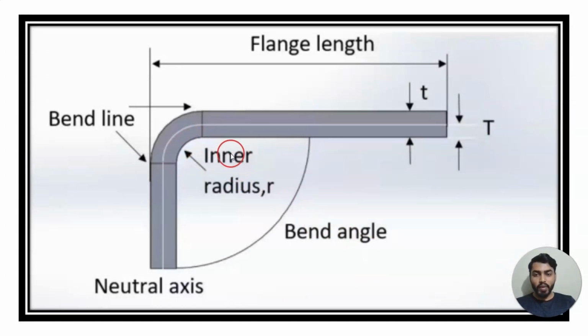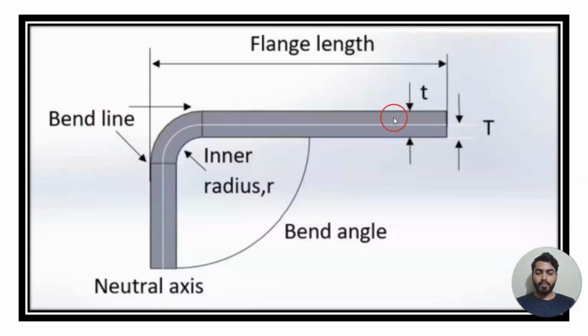So that curve we call the inner radius. Then the distance from any end to this neutral axis, we call it capital T. So this will be the bend line. Where we are going to make this bend, where it will occur, that we call the bend line.